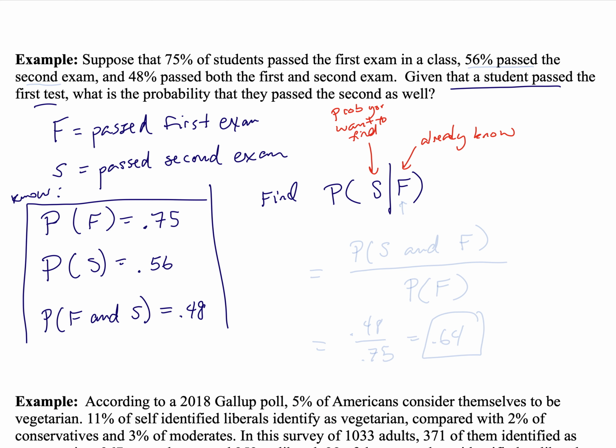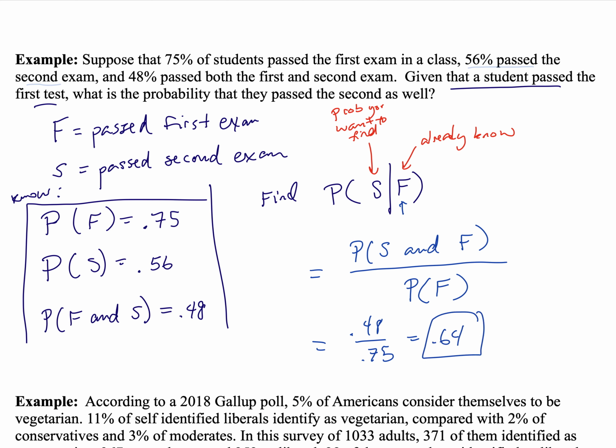So the probability that they pass the second exam knowing that they already passed the first exam. According to our formula, that is equal to the probability that they pass the second exam and the first exam, doesn't matter what order you write those two things in, divided by the probability of the second thing, that they passed the first exam. And so that's 0.48 divided by 0.75. And if we calculate that out, we will get 0.64.